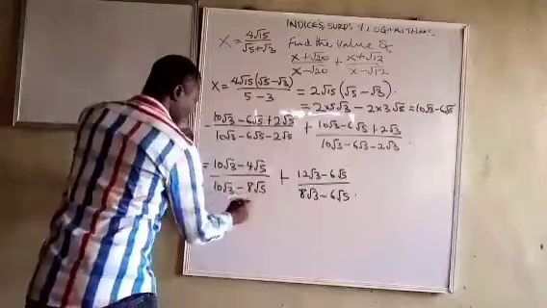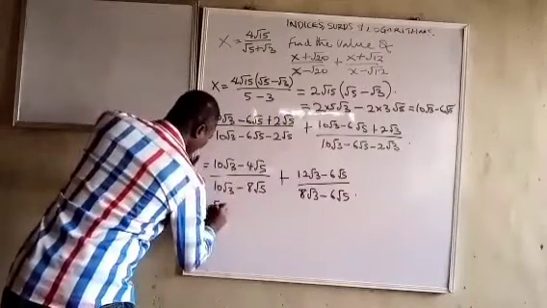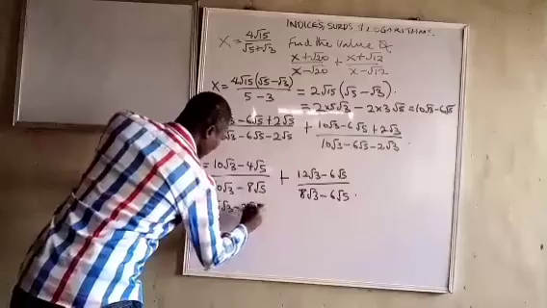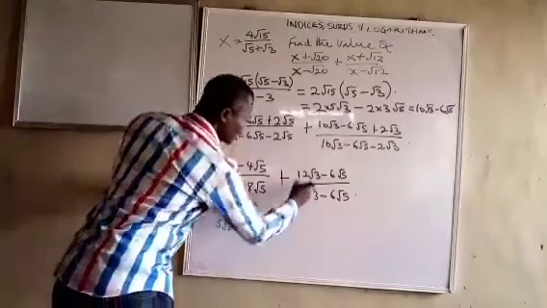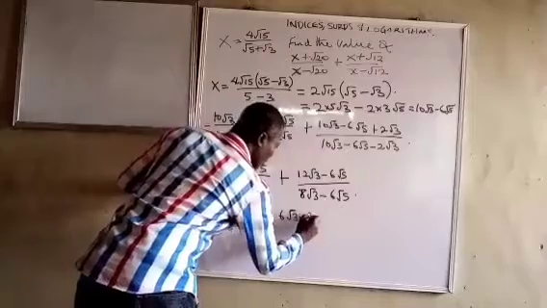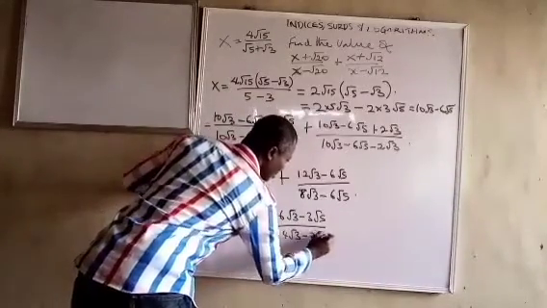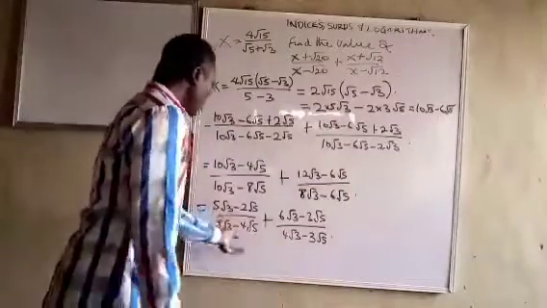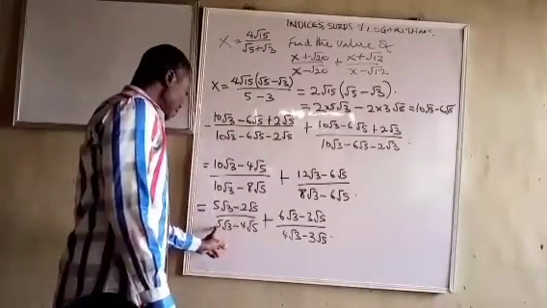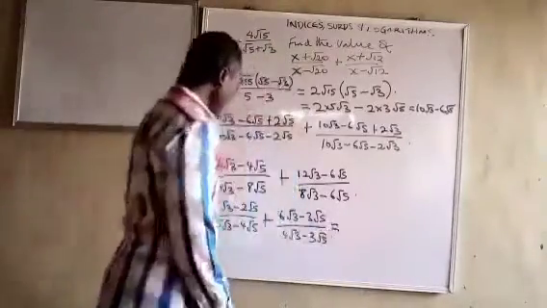Let's see what we can do again. For ease of our calculation, we can say denominator and denominator, let's divide by 2. So 5 root 3 minus 2 root 5 over 5 root 3 minus 4 root 5 plus 6 root 3 minus 3 root 5 over 4 root 3 minus 3 root 5. So let's simplify it a bit. We will now multiply this one by the conjugate of this. We multiply this one and this one again by the conjugate of this. So let's see what we do.